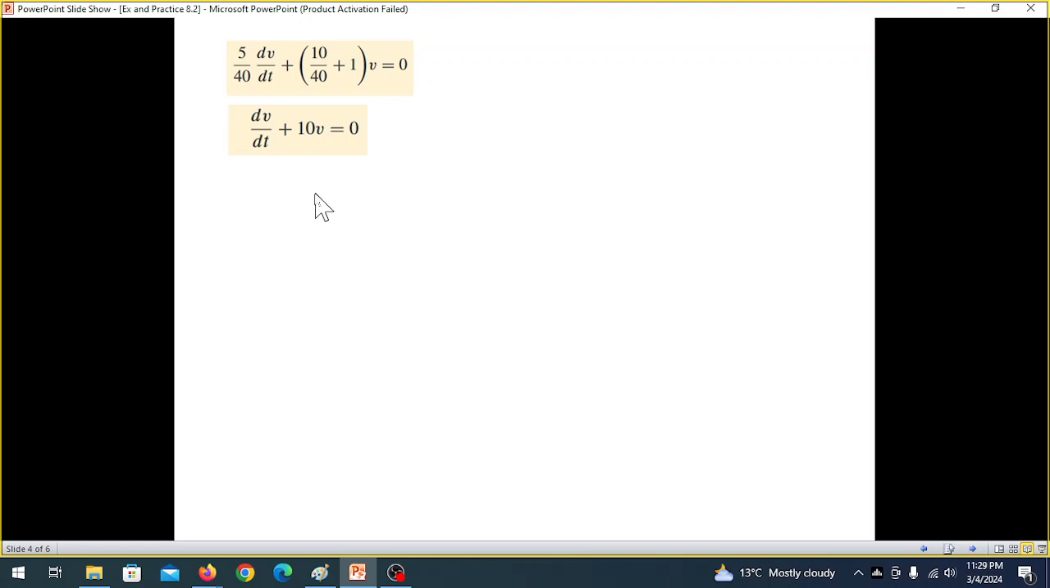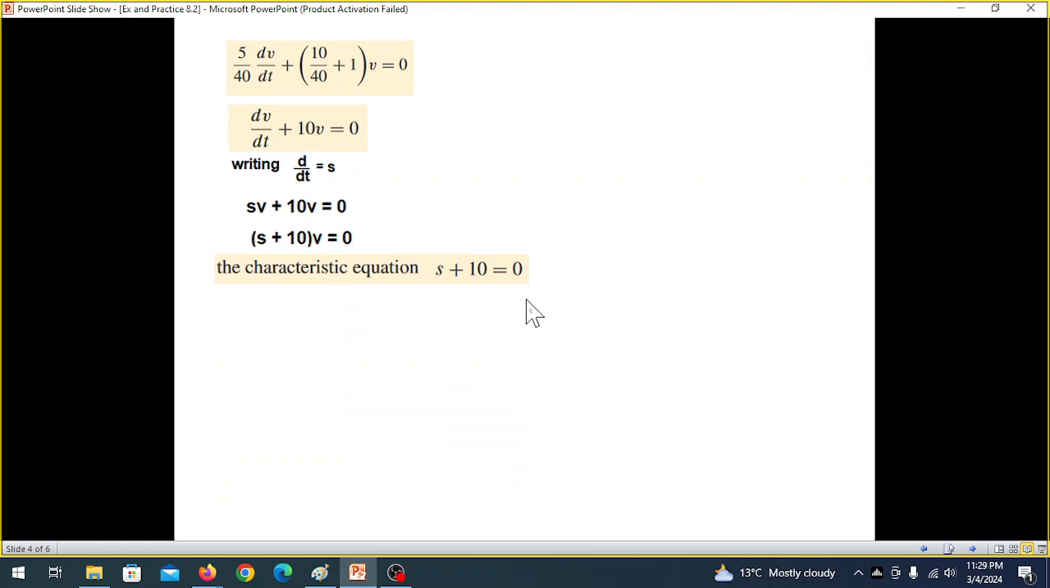This is the first order differential equation, and d by dt is written as S to simplify this whole thing. So it will be SV plus 10V. We take V common, so it will be S plus 10. Now this is called the characteristic equation. So from the characteristic equation, we can find S to be minus 10.